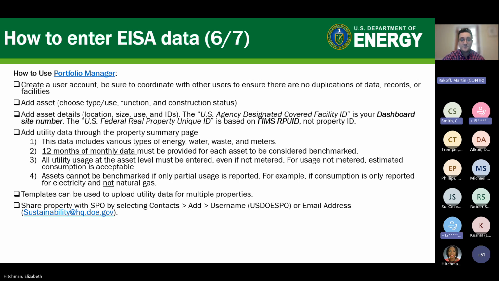Create a user account, and be sure to coordinate with other users to ensure there are no duplications of data, records, or facilities. Add your asset: choose the type, use function, and construction status, and then asset details, location, size, use, and IDs. Add utility data through the property summary page, and then use templates that can be used to upload utility data for multiple properties. And then make sure that you share this with us. Share property with SPO by selecting contacts, adding username, and then you can use our email address or the username.